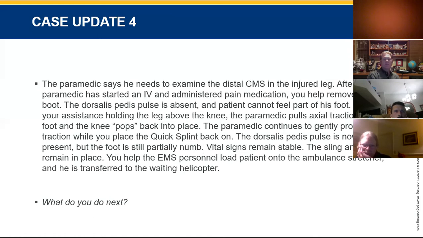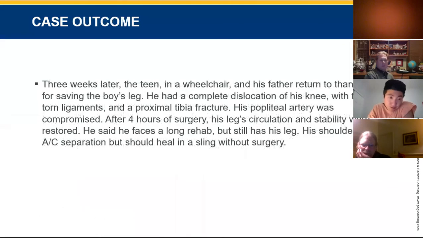Who can you hand your patient off to? Your own level of care or a higher level of care? Very good.